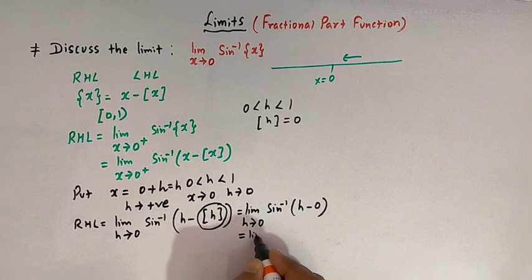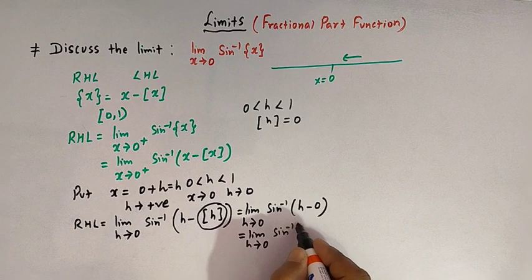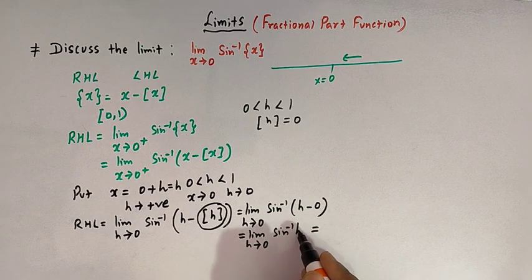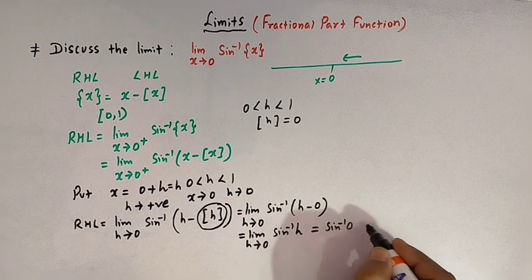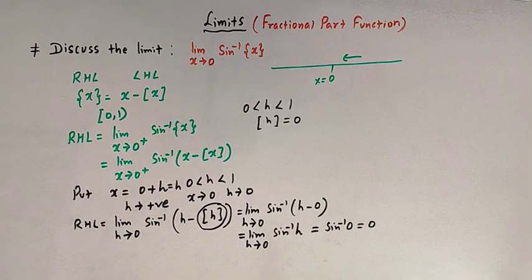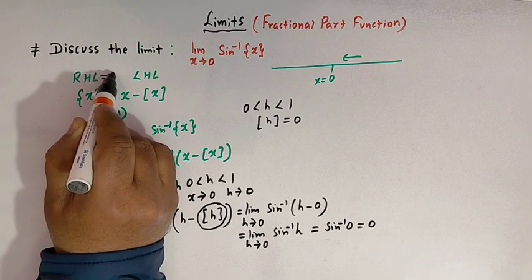So this is the limit h tends to 0 of sine inverse of h, and now we can take h equal to 0 here. So we have sine inverse of 0, which is equal to 0. Okay, so now the right hand limit is equal to 0.